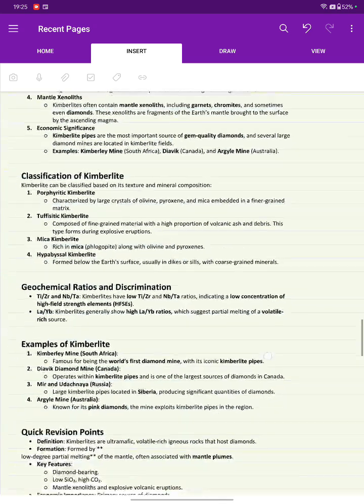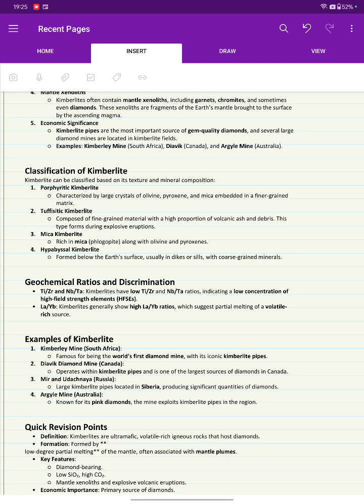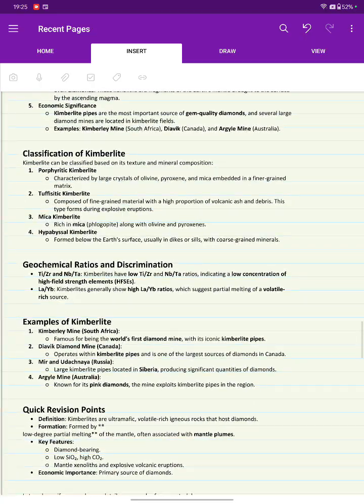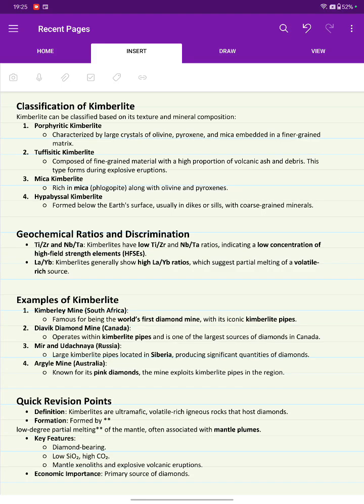Okay, and there are many classifications, such as porphyritic, tuffisitic, micaceous, hypabyssal, etc. Ti/Zr and Nb: kimberlites have low Ti/Zr, Nb/Ta ratios, so a low concentration of high field strength elements. Kimberlites are found in South Africa, Canada, Russia, and Australia. So kimberlites are ultramafic, volatile-rich igneous rocks that host diamonds. They are formed by low degree partial melting, associated with mantle plumes, diamond-bearing, low SiO2, high CO2, mantle xenoliths, and explosivity, and are the primary source for diamond.